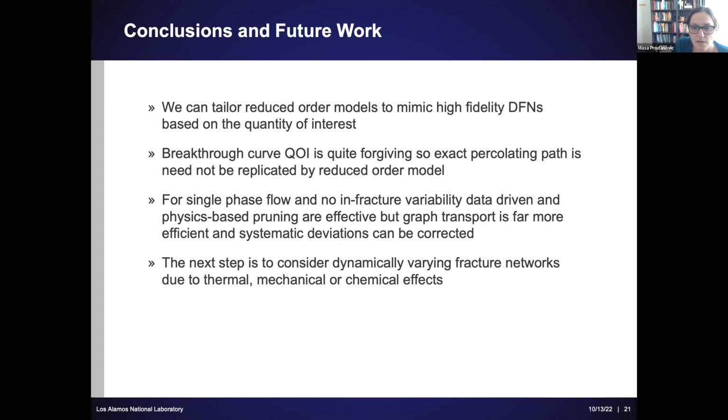Roberto Rizzo, I have unmuted you if you'd like to ask a question, or I can just ask it for you, and then you can follow up if I messed something up in the question. So he thanks you for a fantastic talk, and he's asking if it's possible to go from field fracture data to graph representation of the fractures without going through DFN works.